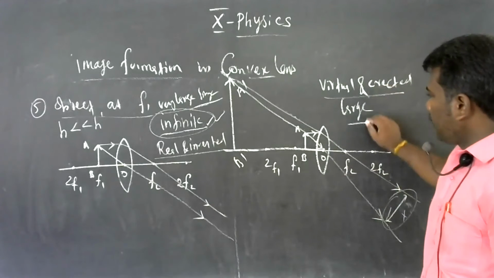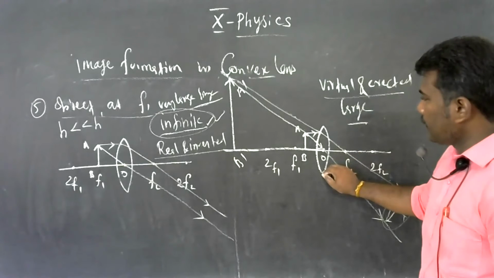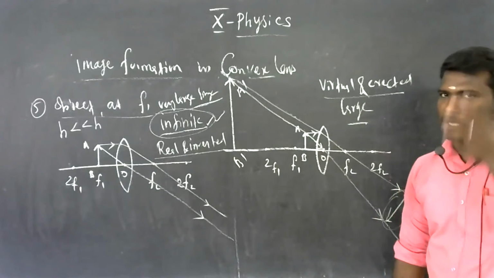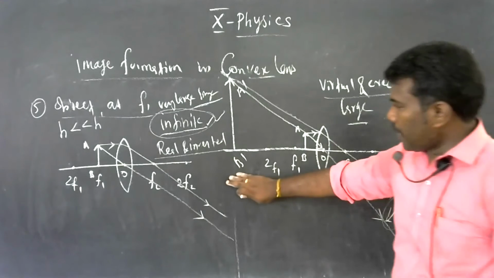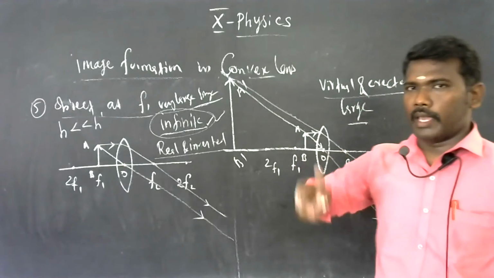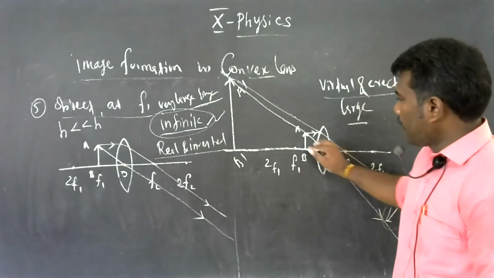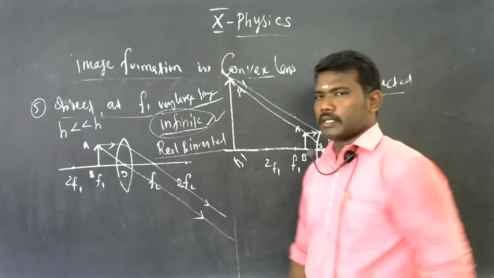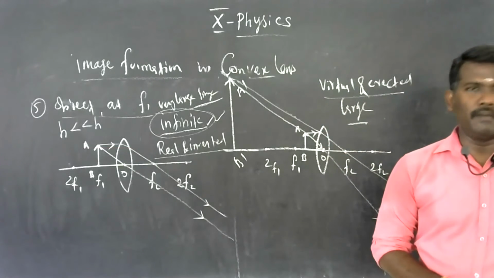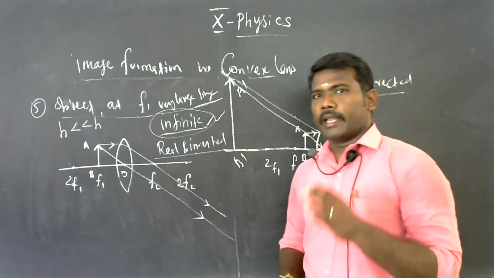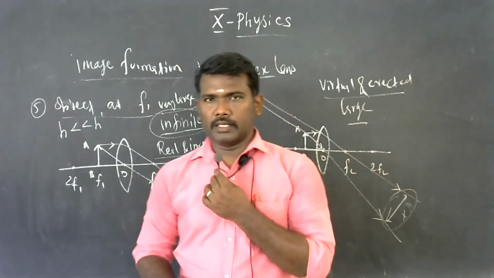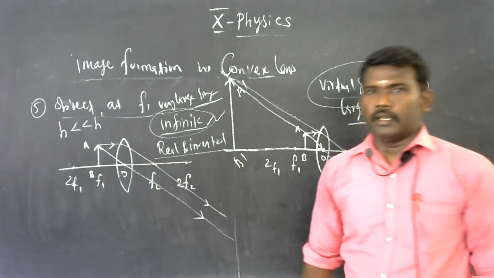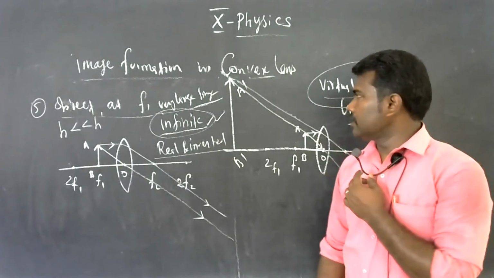A virtual and erect enlarged image is formed in the convex lens when you locate the object between the point F1 and O on either side of the lens. So the image is formed on the same side in only one case in the convex lens. That case is whenever you locate the object between the point O and F1. In all the remaining cases, the image is real and inverted, sometimes diminished and sometimes enlarged. But only in this last case do we get the virtual and erect image, and its size is enlarged compared with the object.